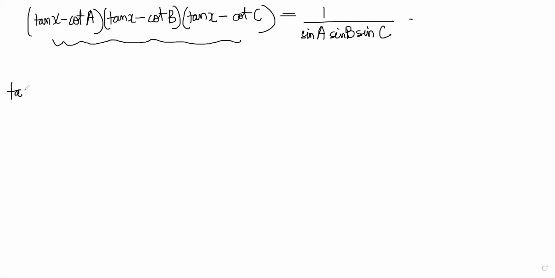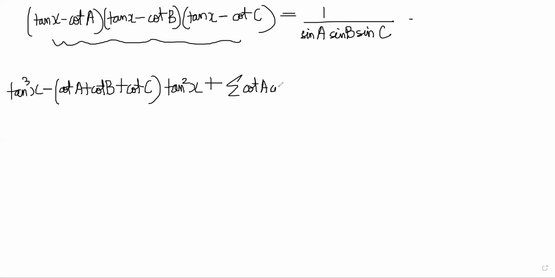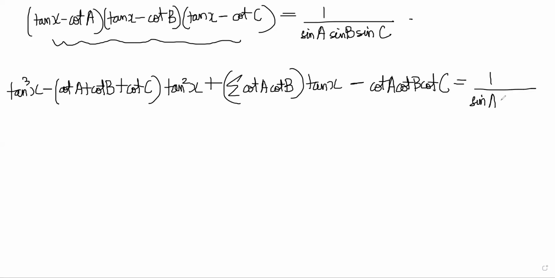If you just expand it, it becomes tan cube x minus (cot A plus cot B plus cot C) into tan square x plus the sum of the cots two at a time, cot A cot B and so on. There will be 3 terms. I'm just not writing it because I don't want to write so much. This is tan x. And finally, there is a minus cot A, cot B, cot C, which is equal to 1 by sin A, sin B, sin C. This is what I'm getting, right?